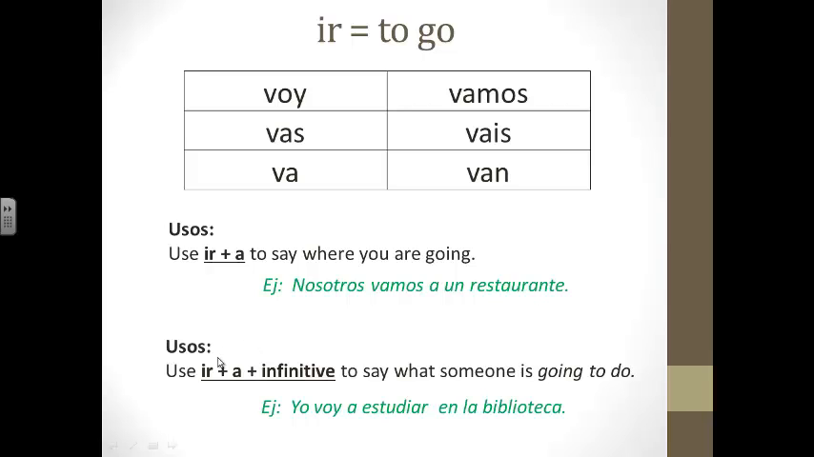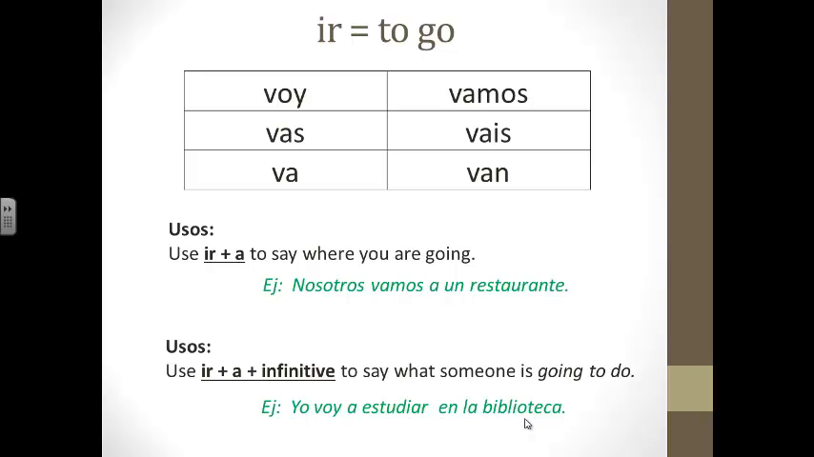Another very common use of ir is ir plus a plus the infinitive. You can use this to talk about your future actions and saying that you're going to do something. So miremos un ejemplo. Voy a estudiar en la biblioteca. I'm going to study in the library. Okay, so for those first 3 verbs, because they're completely irregular, do make sure you have their meaning written down in English, and probably best to go ahead and write their entire conjugations.